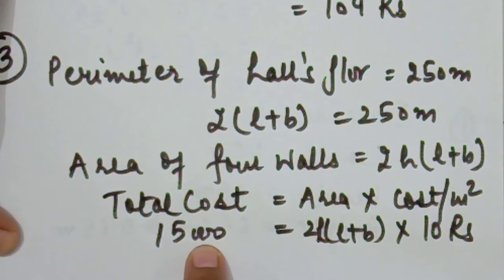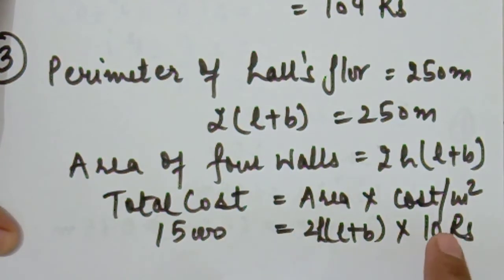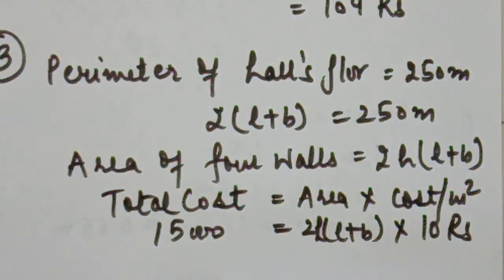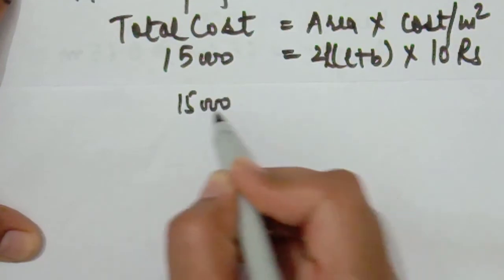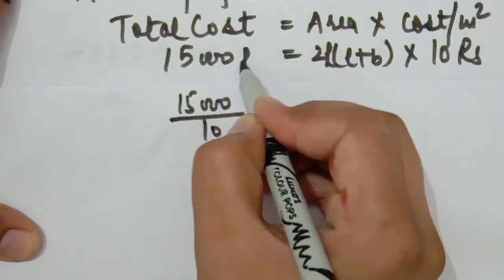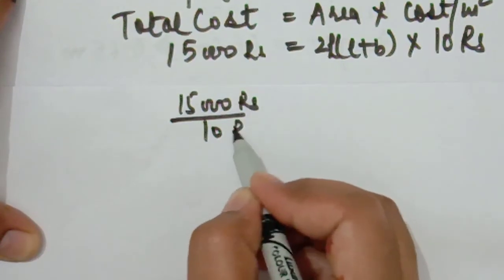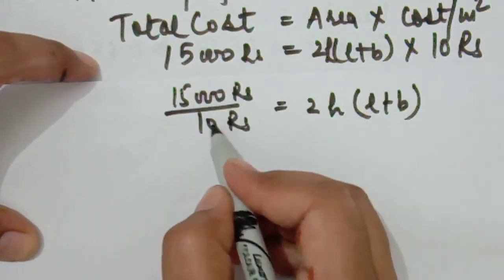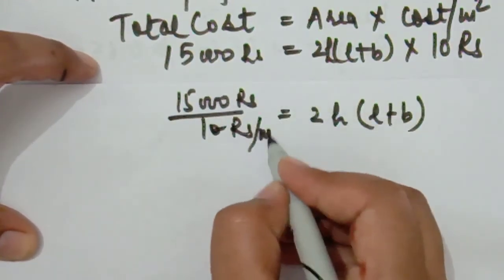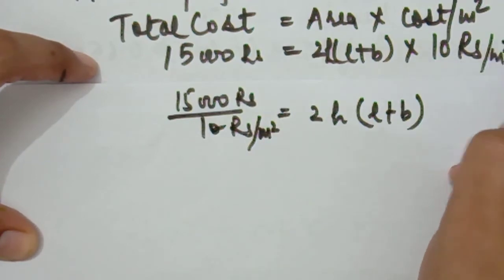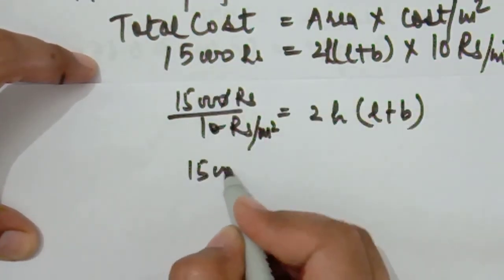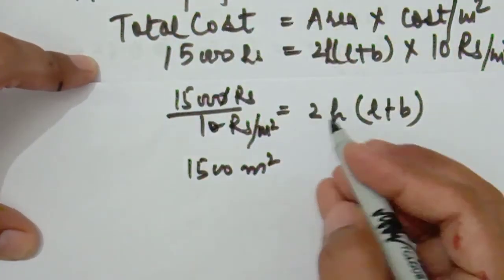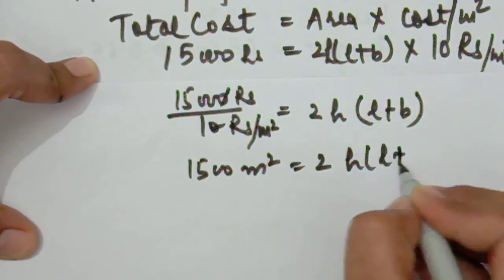Now we will shift this to this side. Here 10 is present in the multiplication, so when we shift it, it will be present in the division. So 15,000 divided by 10 rupees per meter square is equal to 2 into H into (L plus B). Then the rupees will cancel, and it is 1500 meter square, because meter square is present in the division, and when we shift it, it will be present upside. Then it is 2H(L plus B).